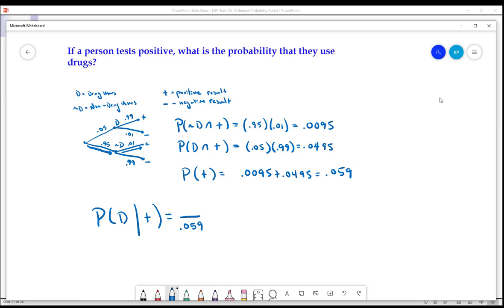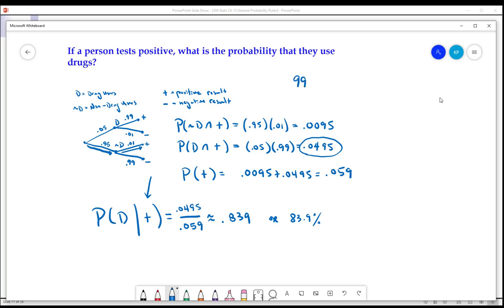Now, what's the probability that they actually do drugs, given that they tested positive? So remember, from this new group, we want those who tested positive and do drugs. So from this group, what's the probability that they do drugs and tested positive, which is 0.0495. So if we calculate that, that's going to be approximately 0.839, or 83.9% approximately.